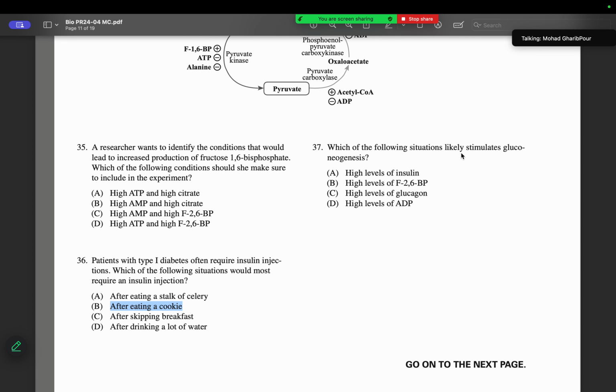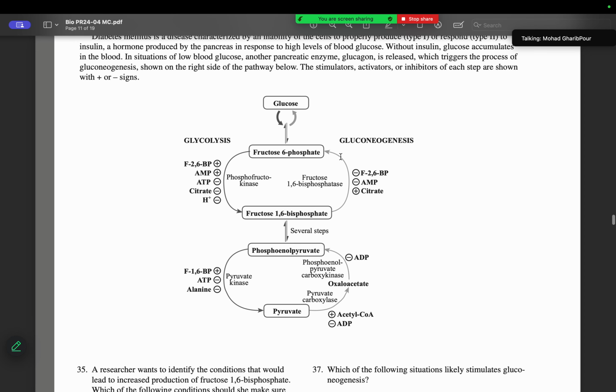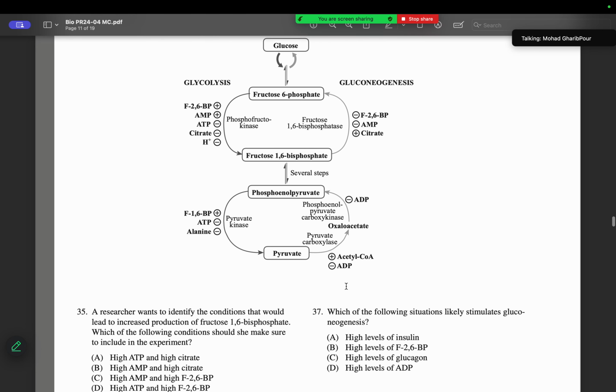37. Which of the following situations likely stimulates gluconeogenesis? Gluconeogenesis is the production of glucose. So let's see. If we have high levels of insulin, that means you already have a lot of sugar, a lot of glucose in your bloodstream. So that's not the answer.